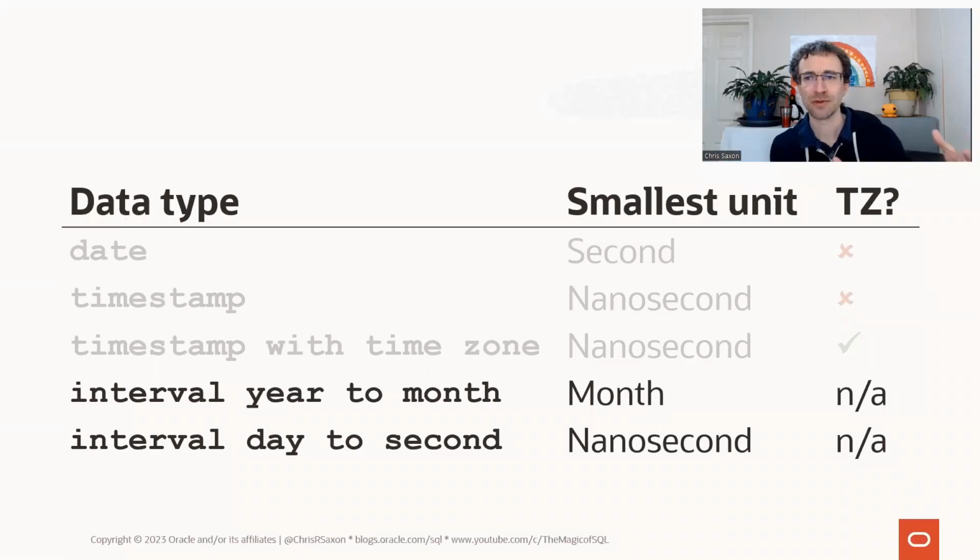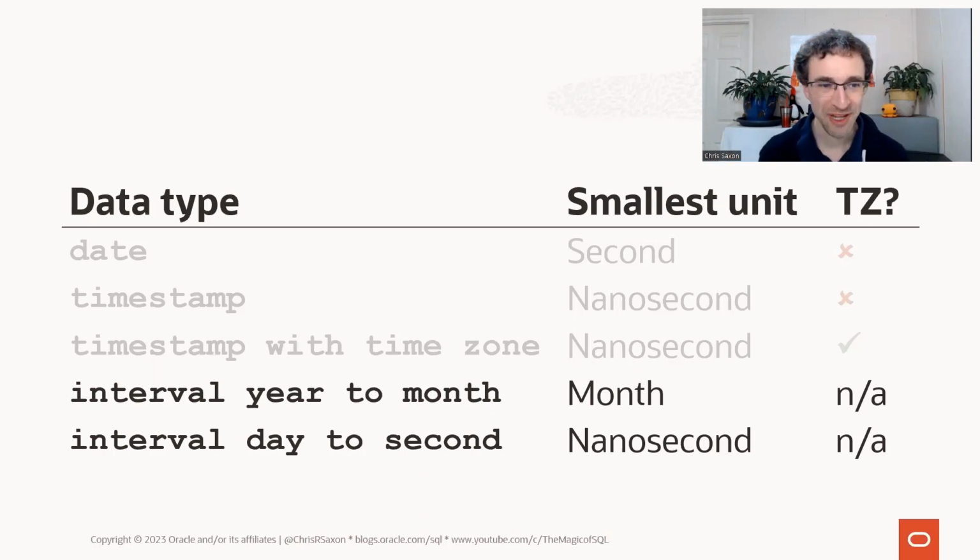Now you can store more days than 31. You could have like 100 days, but that doesn't then convert into months, an interval of months. You have to have some conversion routine if you want to do that. So the smallest unit for interval year to month is month, and for day to second is a nanosecond.